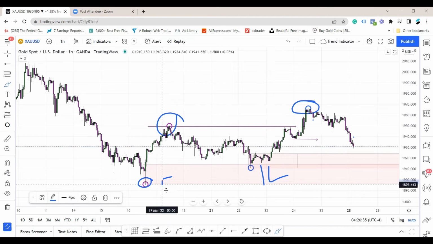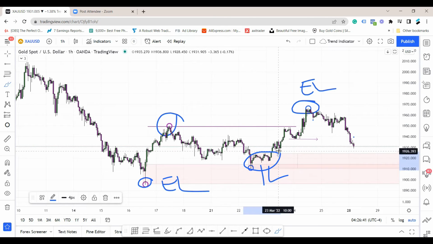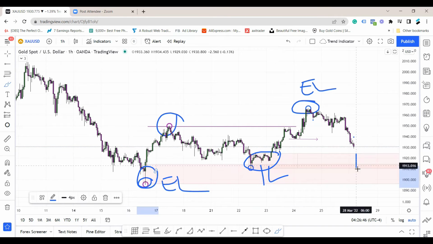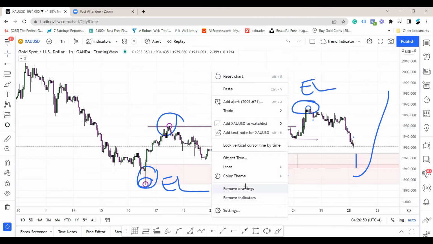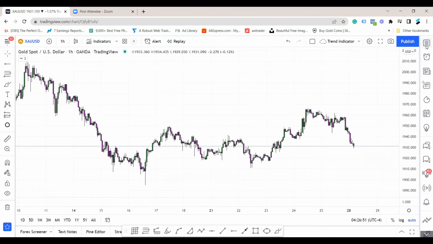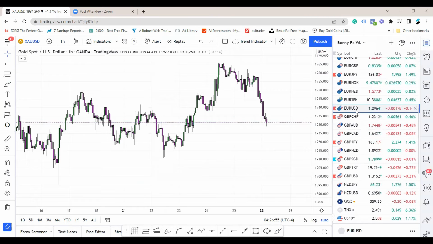This is external liquidity, right? This is external liquidity. So this internal liquidity could be weak and not able to hold. Then we look for this external liquidity for a potential long trade here. Okay, so that's gold. Next pair I want to talk about is euro dollar. Let's take a look at euro dollar.